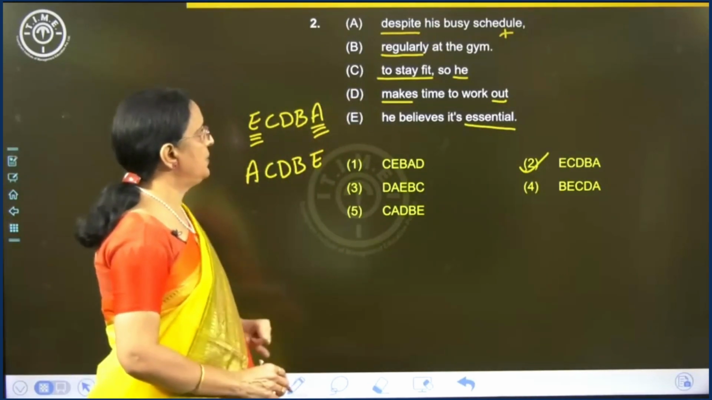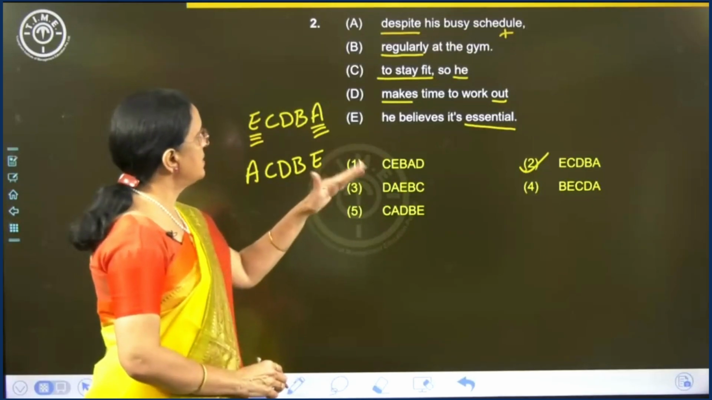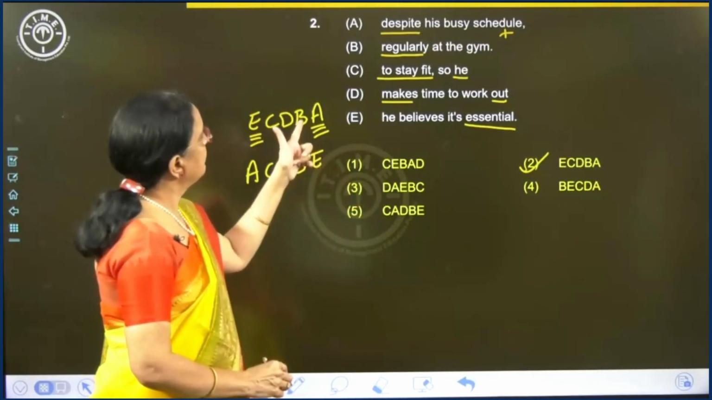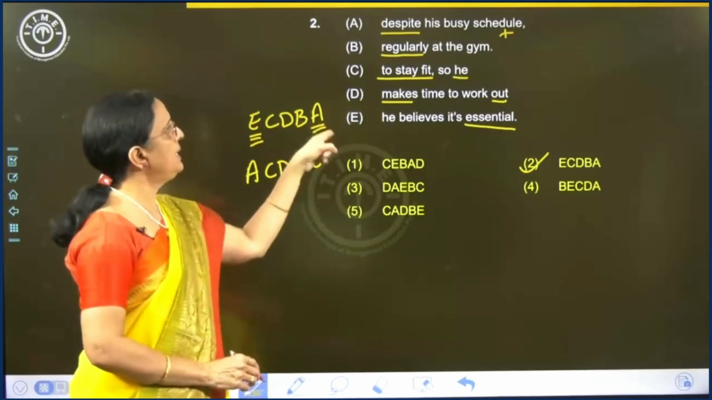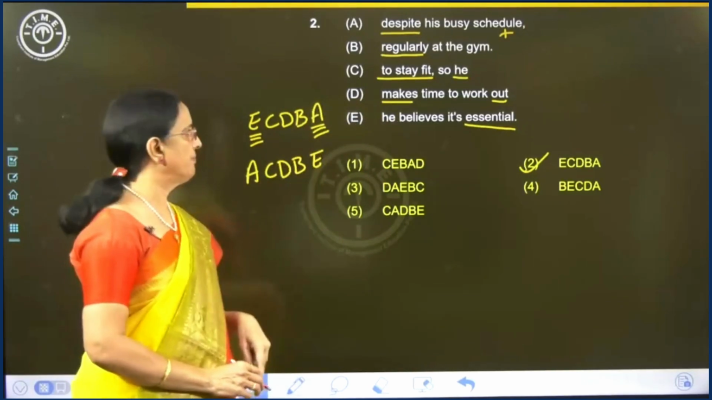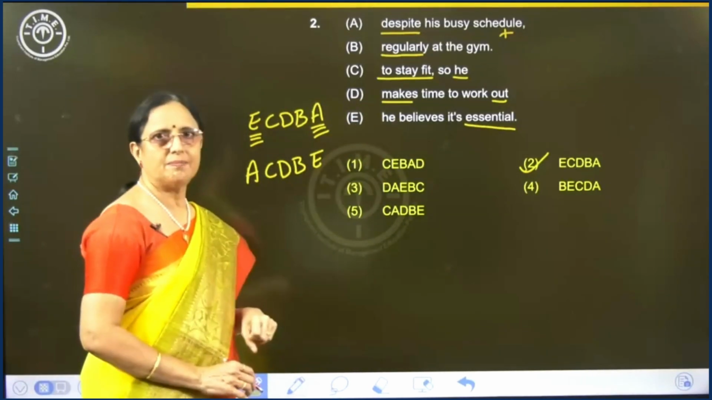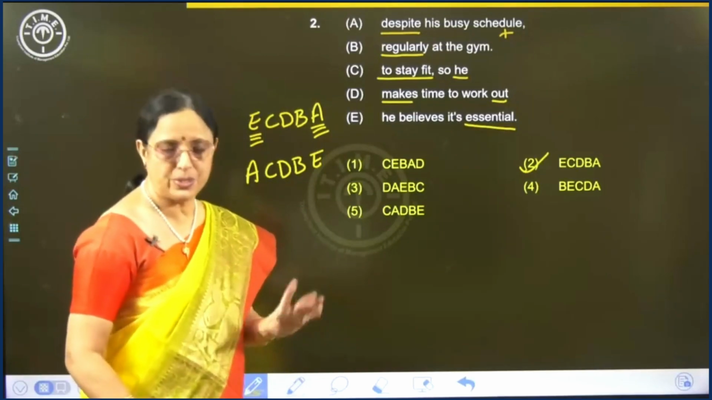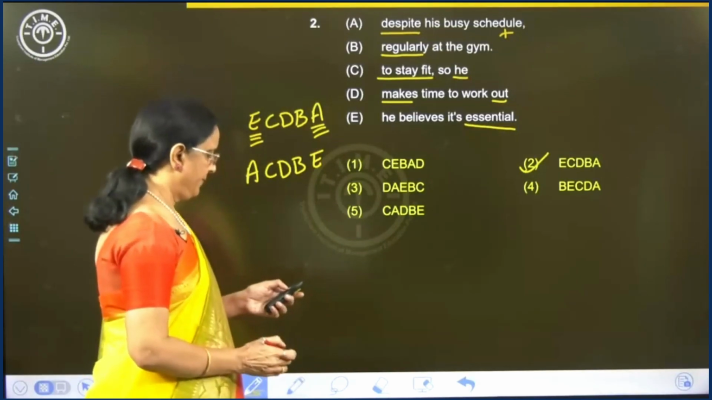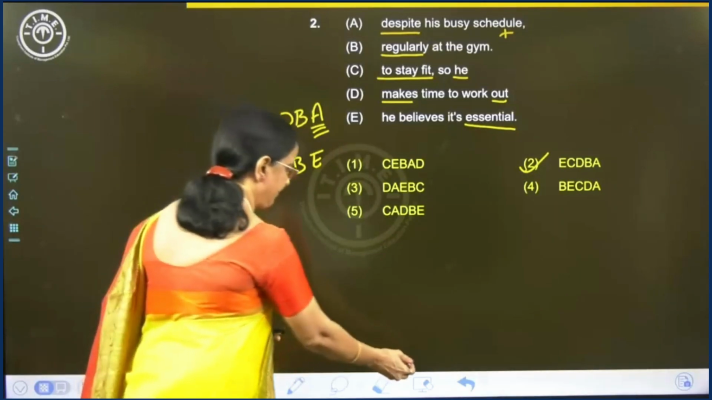Despite his busy schedule, he believes it is essential to stay fit. So, he makes time to work out regularly at the gym. 2 is the answer. So, please don't be confused. Next sentence.